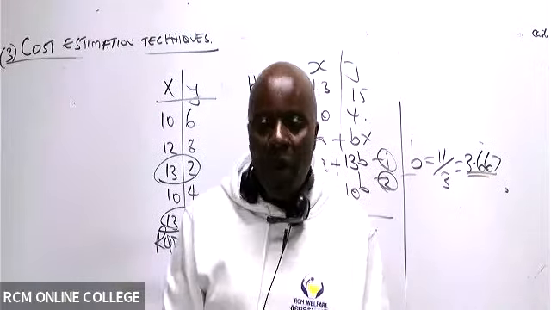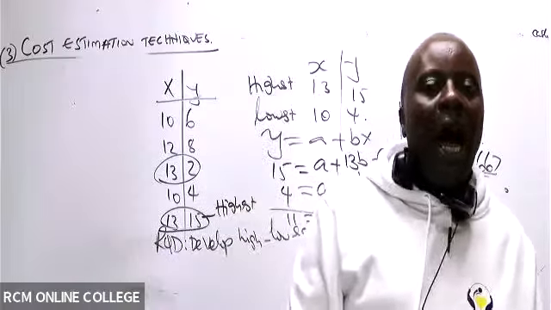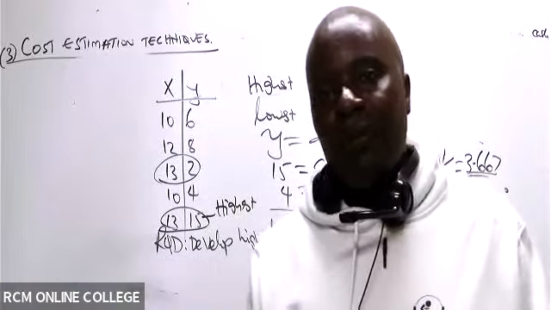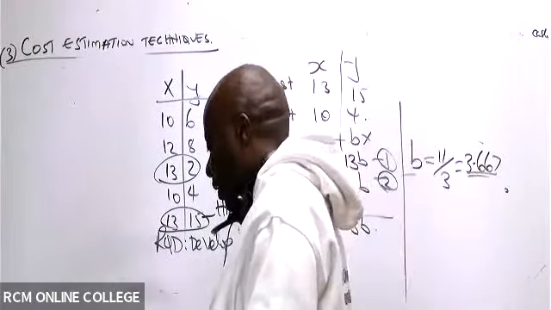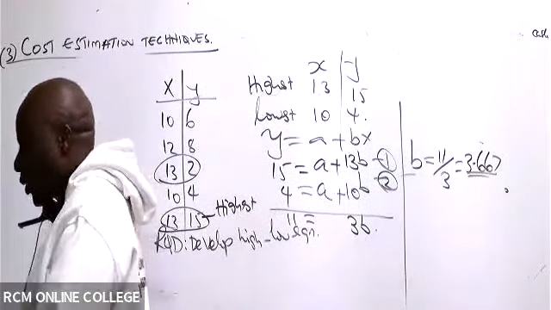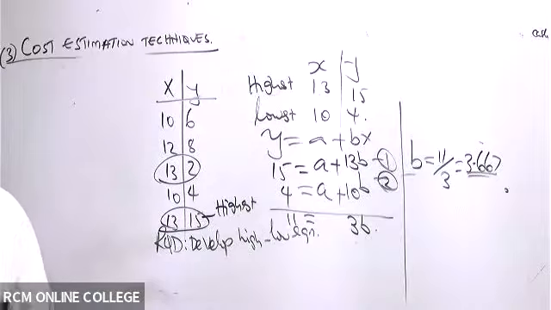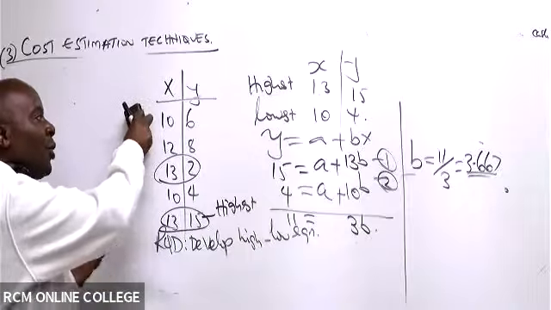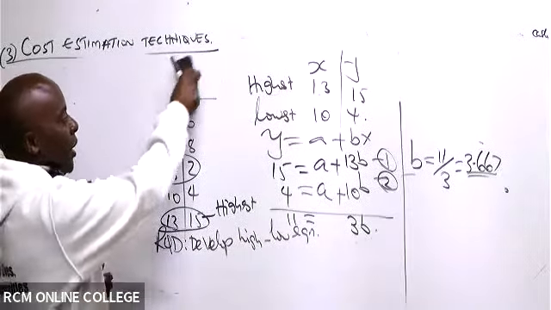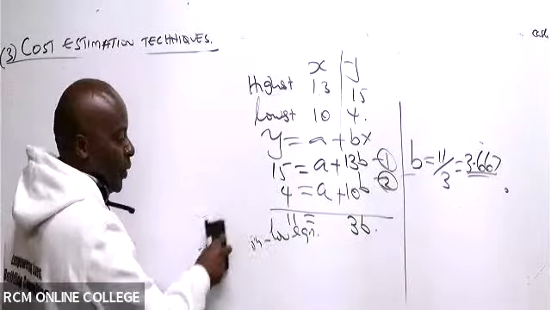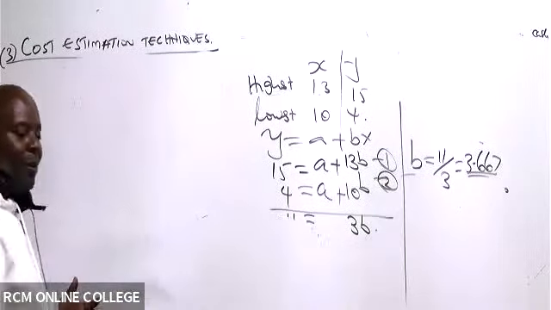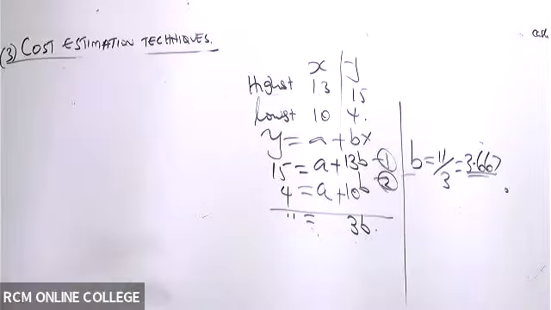So then, having gotten B, are you able to get the A? You simply substitute. So the examiner should not be able to joke with you. In this regard, your examiner should know that you had a very strong teacher teaching you this great paper called Management Accounting.